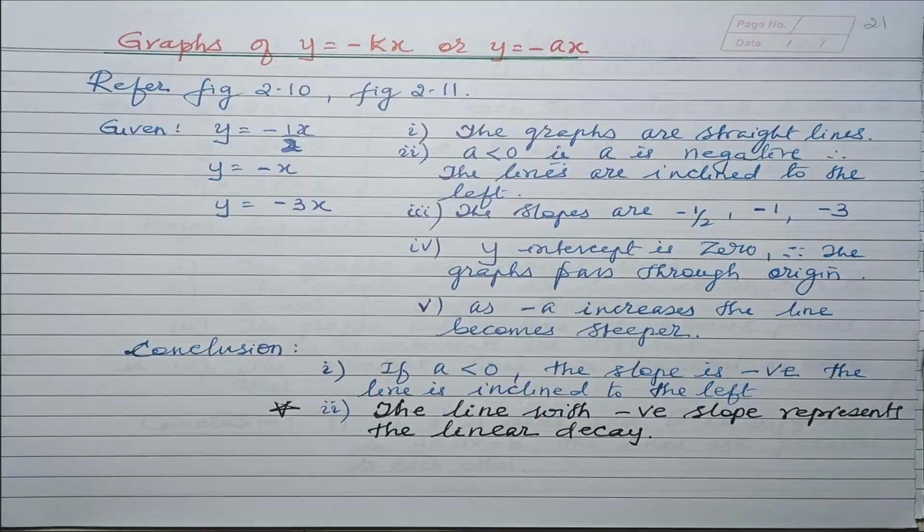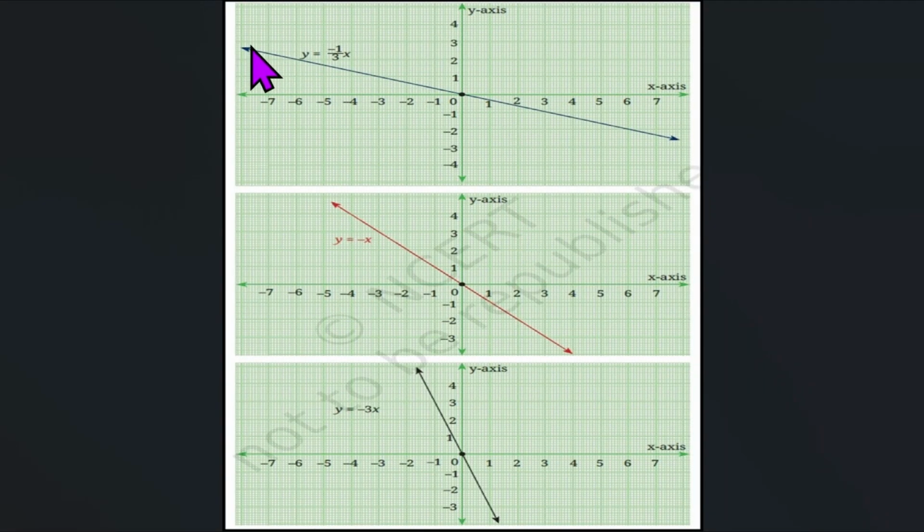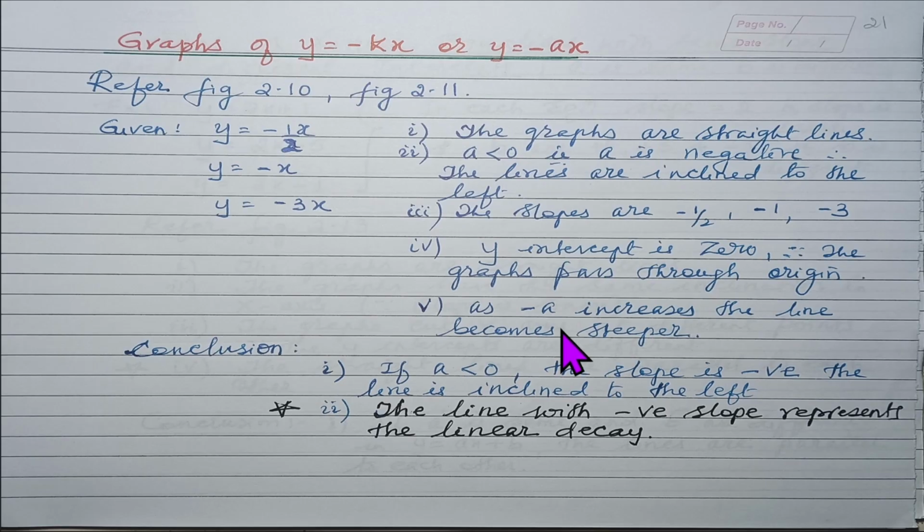So now look at the graphs. If you look at the graphs, all three graphs are straight line graphs. They are inclined towards the left because k is negative, or a is negative. Whenever a is less than 0, the graph is inclined towards the left. b is 0, therefore the graph passes through the origin. The straight line graphs all pass through the origin. And the steepness increases here because the value of a increases from minus half to minus 1 and then minus 3, as I had already explained to you. So remember that.